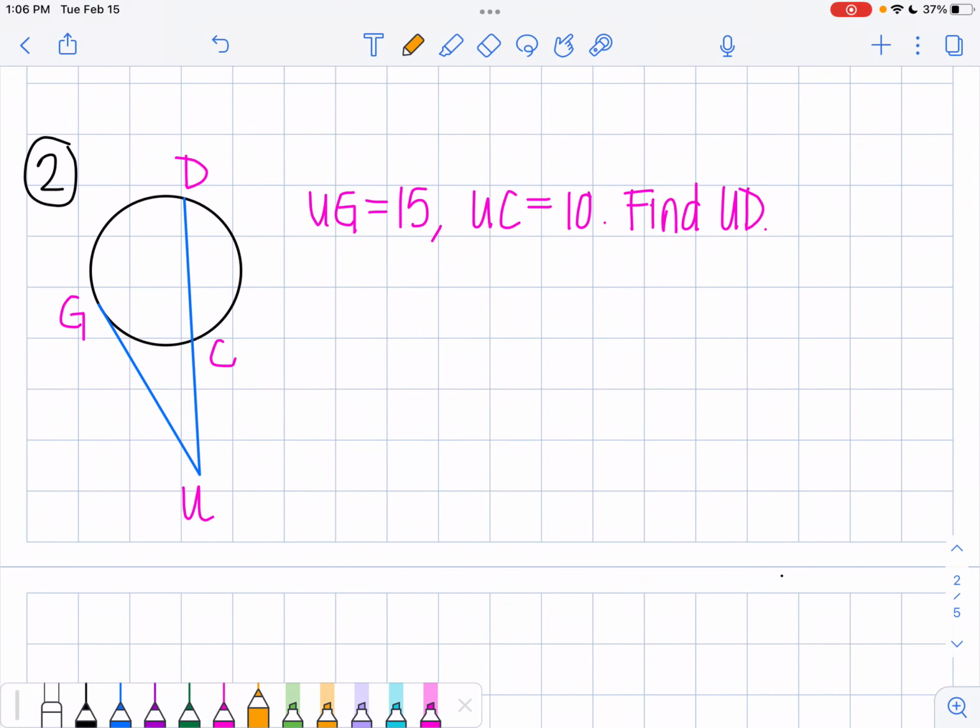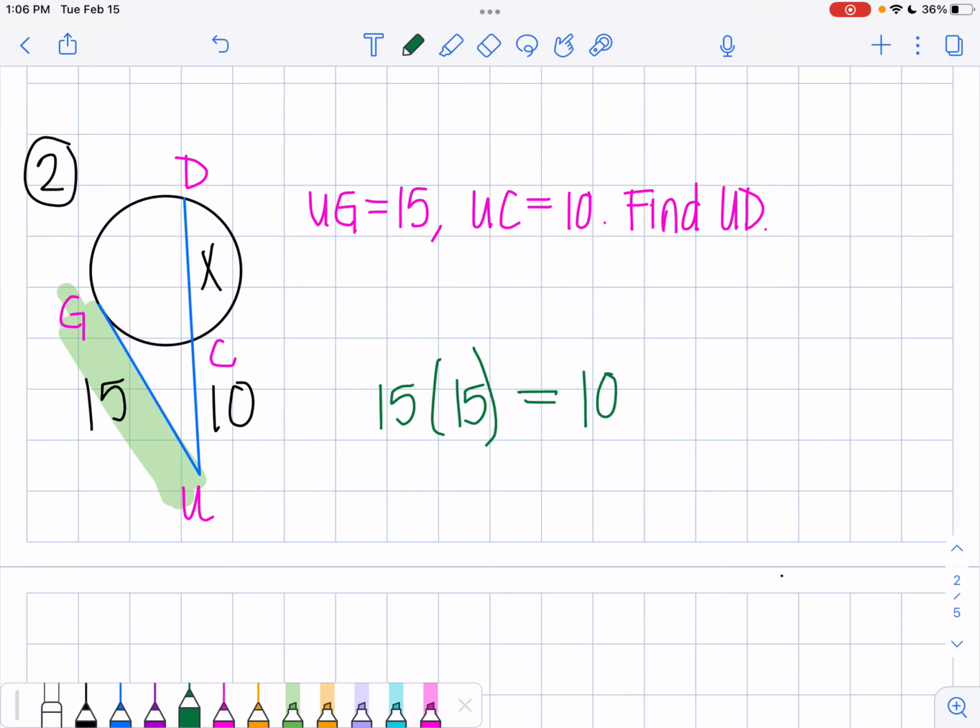Okay, again, our same formula. First let's write in the numbers. So UG is 15. UC is 10. And find UD. Okay, so to find UD, I have to know what this is. So I'm going to take my outside. I'm going to start with this side over here, this UG side. So my outside part is 15, multiplied by my whole line segment, which is also 15. And I'm going to set that equal to my outside part, which is 10.